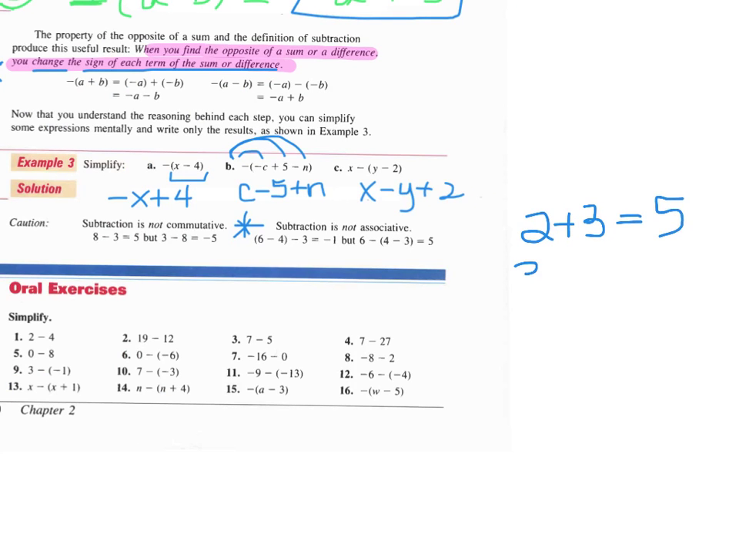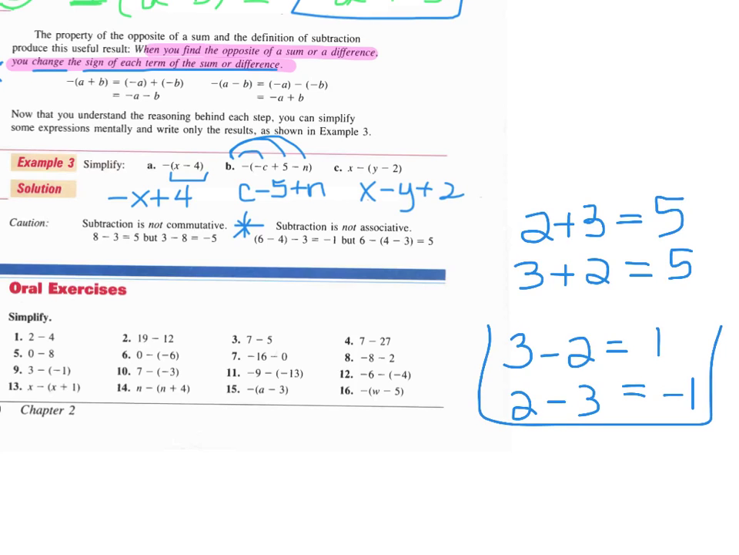Okay, and if you did 3 plus 2, what do you get? Okay, and it'll work for multiplication also. But for subtraction, if I do 3 minus 2, what do I get? 1. What if I do 2 minus 3? -1. So this is why subtraction is not commutative, and it's not associative either. So the associative and the commutative property only work for addition and multiplication. Everybody good? Let's try a couple of examples and then I'm going to do a test review with you.